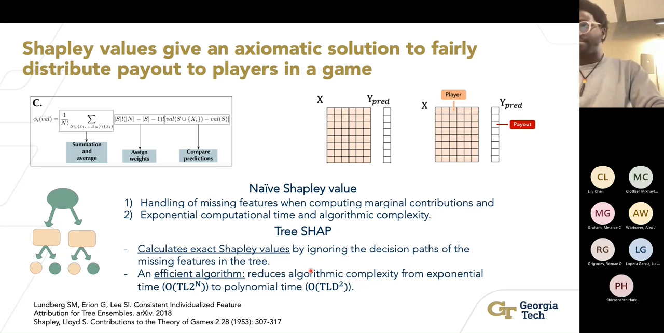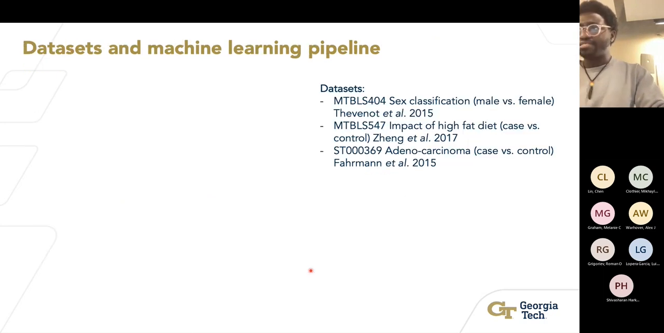So this was the method I used. I used the tree SHAP method, and then I applied it to these machine learning metabolomics problems. But I'll be talking about only one of them today. I think it's actually only one of them that I even talked about in the paper. So the first one is a biological sex classification, then a metabolomics study of the impact of high-fat diets, and of course, a cancer metabolomics study.